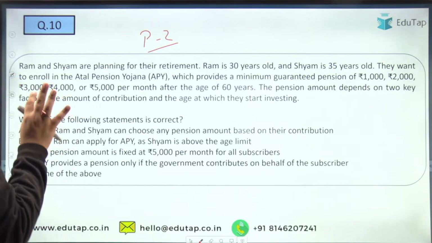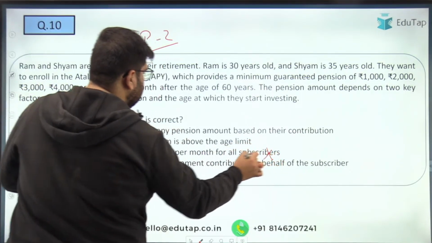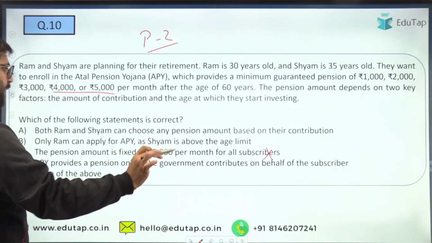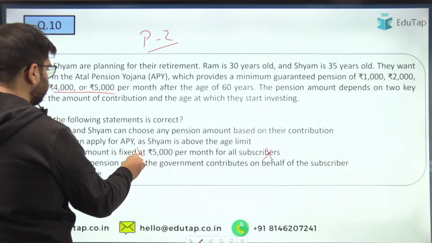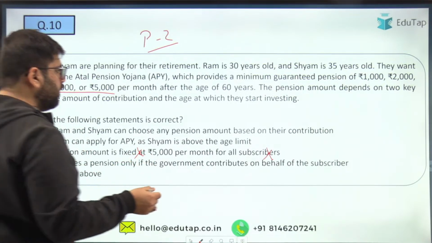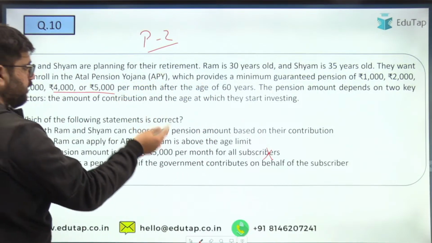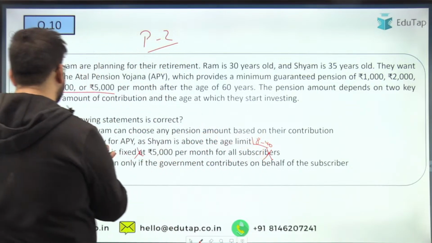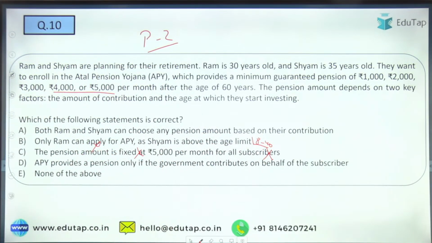See, C we can remove directly, because in APY you have 5 pension options, 1K, 2K, 3K, 4K and 5K, right? So C is obviously eliminated. Only Ram can apply for APY, Sham cannot apply. What's the age of Sham? 35. Anybody who is falling in the category of 18 to 40 can apply. So B is eliminated. Now I try to check A and D.